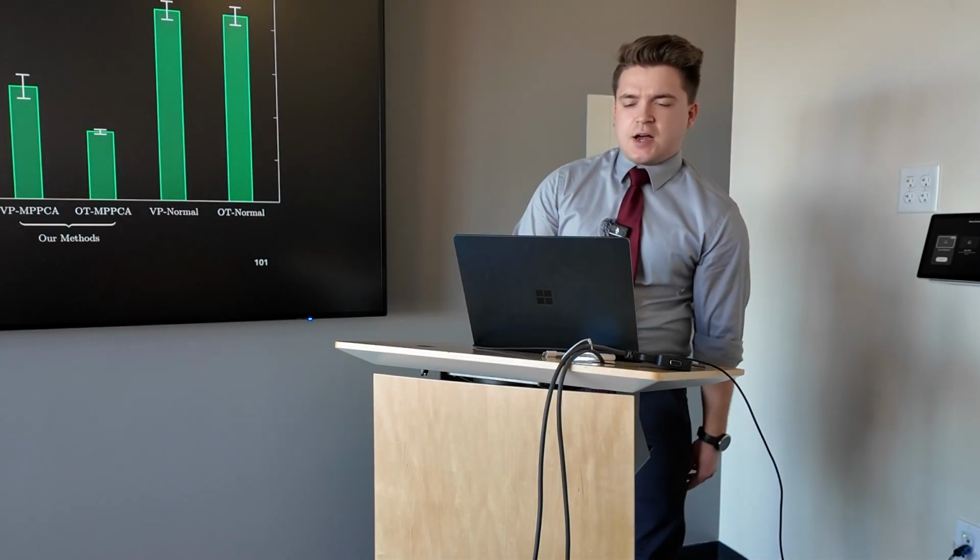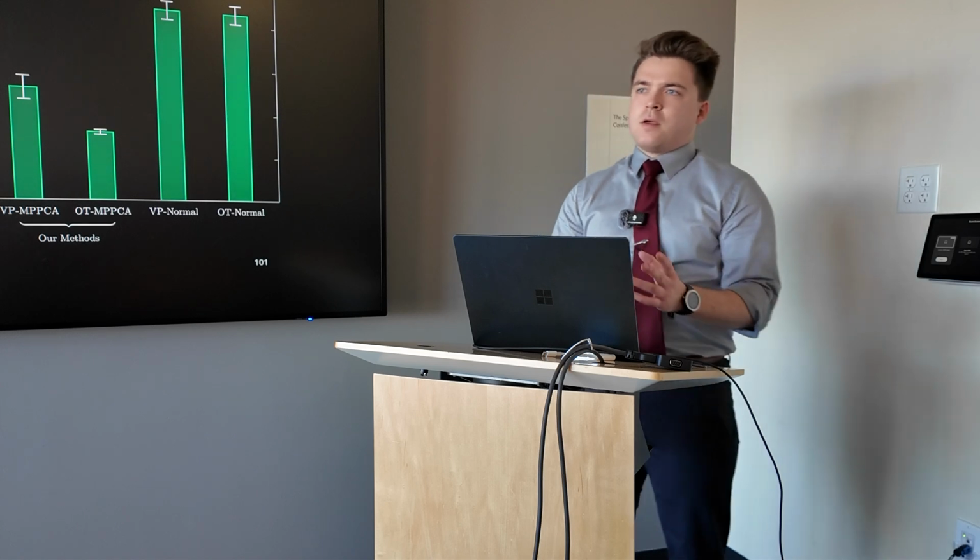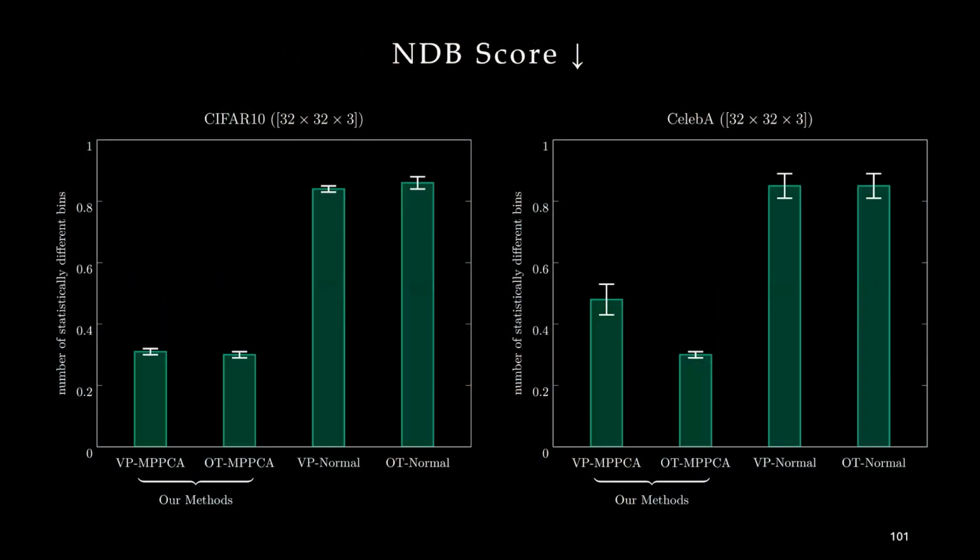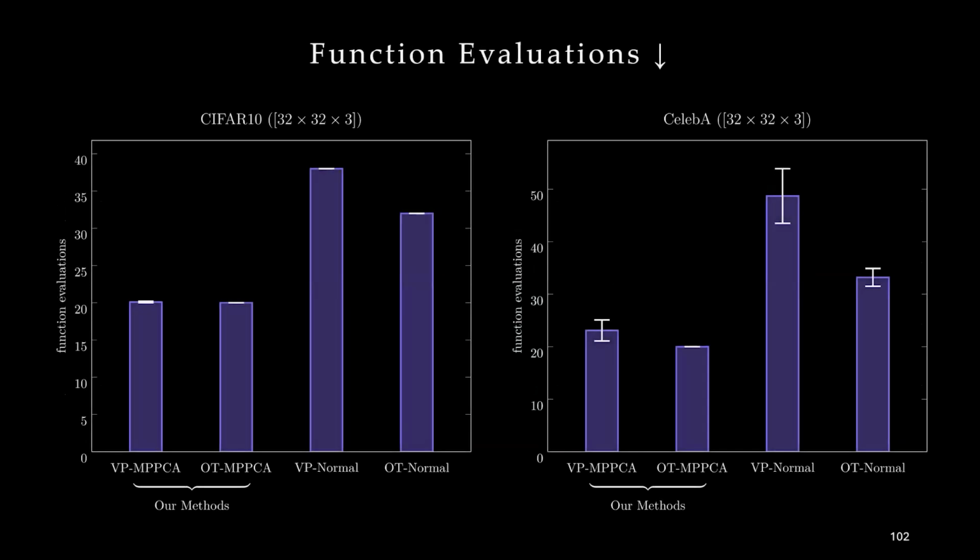We generate images and record this NDB score, which is a measure of generation quality. Golf rules, low score is good, means that we're generating images which are a closer match to the ground truth density. And we're able to achieve NDB scores which are much lower than flows that have the standard normal base distribution. And finally, we report the function evals. And again, we're able to cut the number of required function evals almost in half, again validating the fact that we've been able to simplify this learned flow transformation.